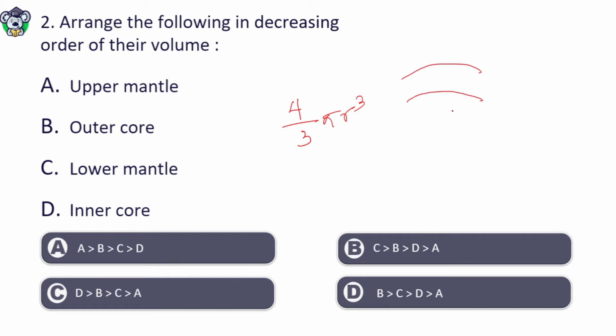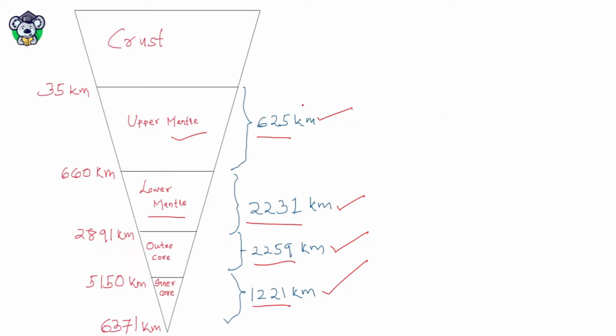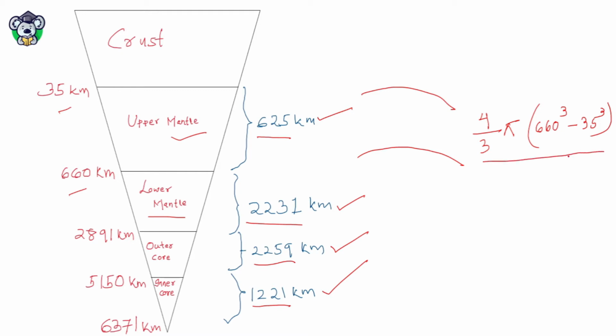Suppose this is a layer. Look in this diagram. If we have to calculate the volume of upper mantle, then what will be the formula? 4 by 3 pi, this is given 35 kilometer, this is 660 kilometer, 660 cube minus 35 cube. This will be the volume of the upper mantle.